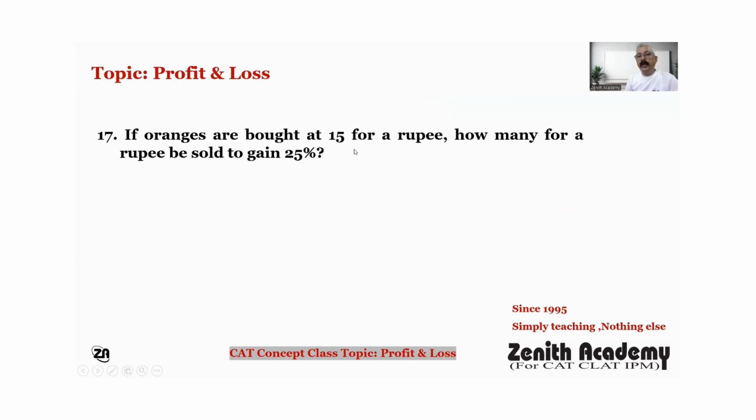If oranges are bought at 15 for a rupee, how many for a rupee must be sold to gain 25%? So look here, 15 for 1 rupee. How many for a rupee must be sold to gain 25%?